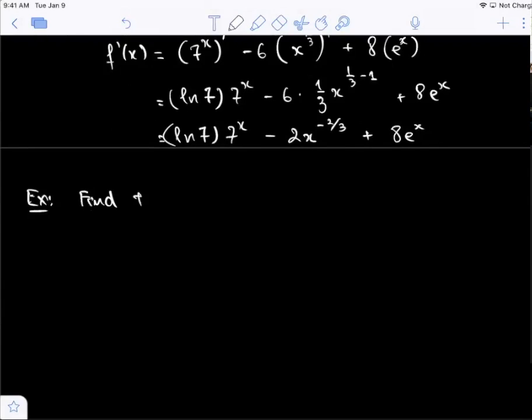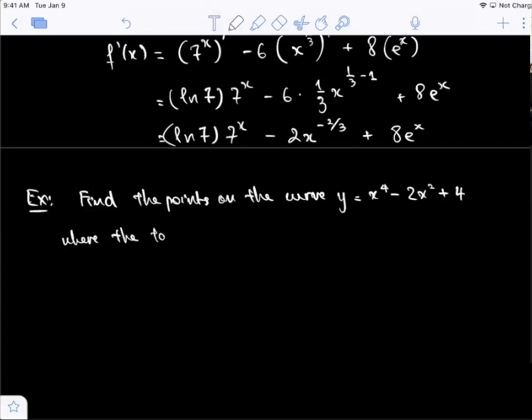Find the points on the curve y equals x to the 4th minus 2x squared plus 4, where the tangent line is horizontal. So you want to find the points on the curve where the tangent line is horizontal.